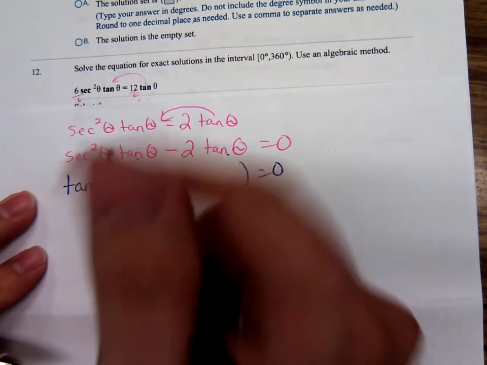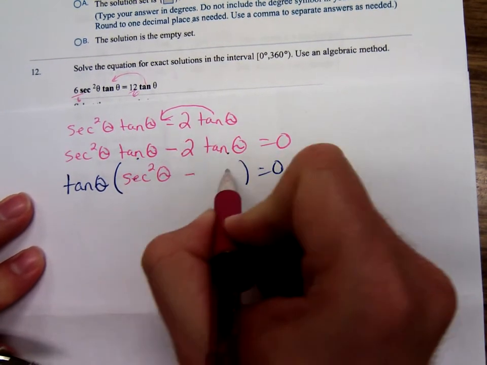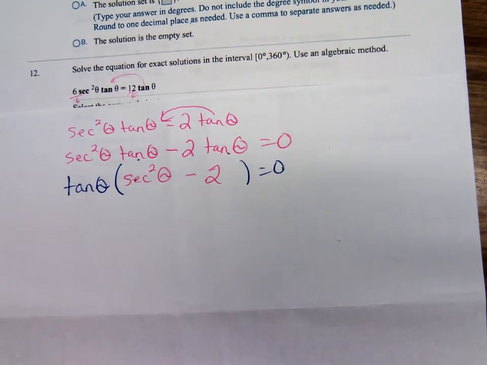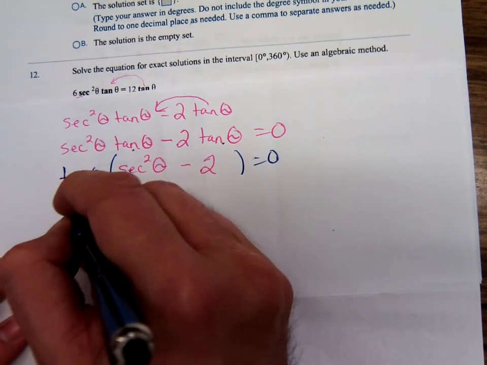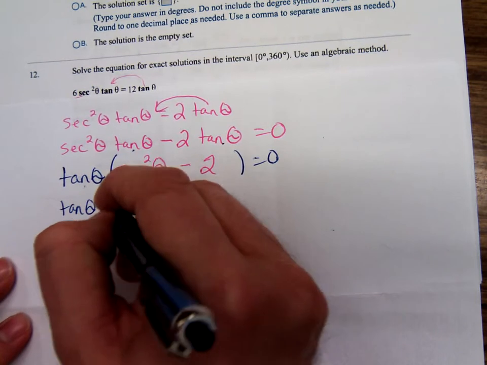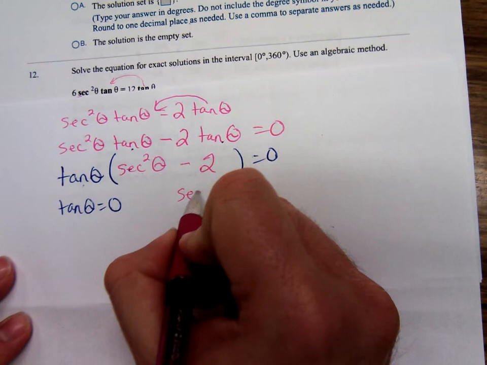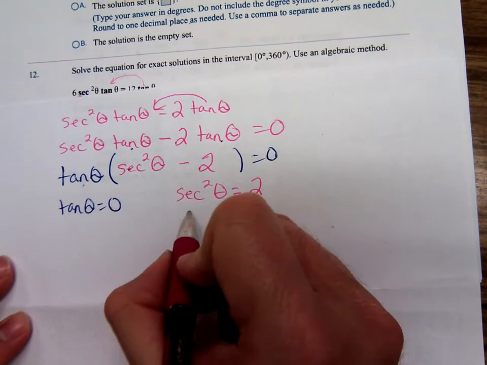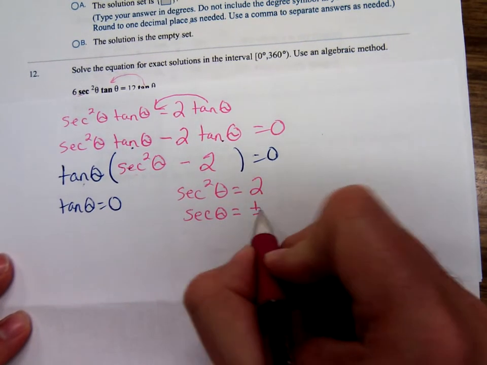So we have secant squared theta minus 2 equals 0. So we have tangent theta equals 0, and secant squared theta equals 2. So this one is one of those plus or minus. Secant theta is plus or minus square root of 2.